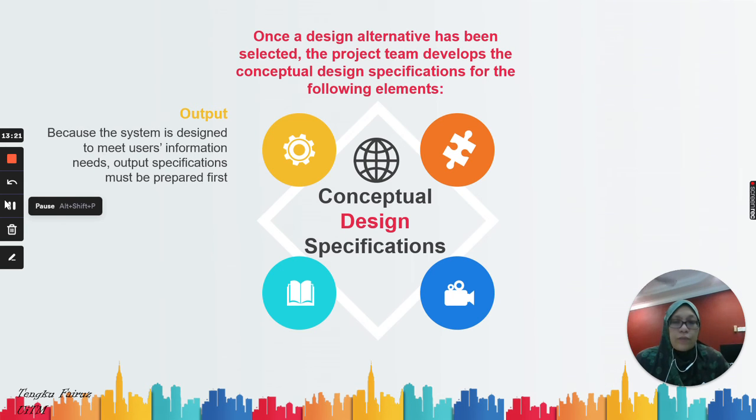Because the system is designed to meet user information needs, the output specification must be prepared dululah. So bila dia nak prepare specification, dia utamakan dulu output, sebab biasanya users ni dia utama dulu output apa yang dia nak. Okay, so from the users' information needs tadi, the output specification must be prepared dulu. So contoh kalau dalam Shopper Smart, to evaluate the store sales, they decide how often to produce the sales analysis report. Ni semua berkaitan dengan output.